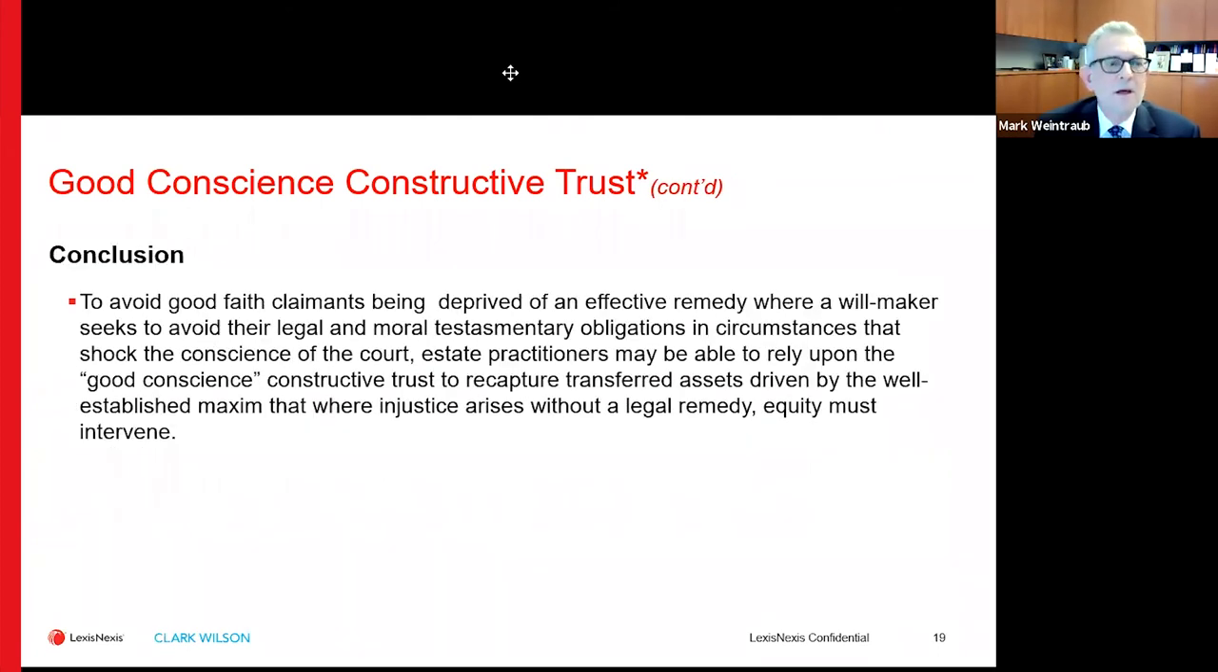Next slide, Amy. So let's wrap it up. To avoid good faith claimants being deprived of an effective remedy, where a will maker seeks to avoid their legal and moral testamentary obligations, and recall that we link that to the legislature and the Supreme Court of Canada in Tatrin, in circumstances that shock the conscience of the court, estate practitioners may be able to rely upon the good conscience constructive trust to recapture transferred assets, driven by the well-established maxim that where injustice arises without a legal remedy, equity must intervene.